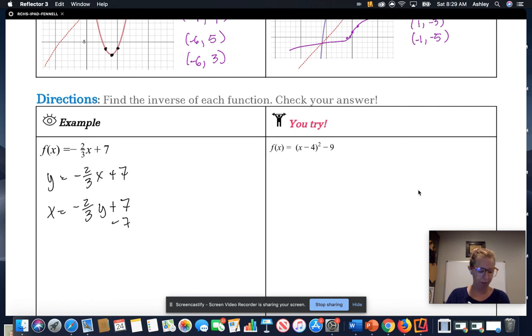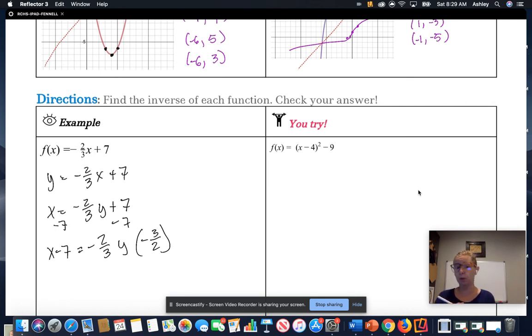We're going to subtract 7 on both sides. x minus 7 equals -2/3 times y. Then we're going to multiply by the inverse. We're going to multiply by -3/2 to cancel that 2/3 out on both sides. A couple different ways you could write that. If you wanted to keep it in slope-intercept form, you could do -3/2 x minus 21/2, or plus rather 21/2. You could simplify that further if you wanted, equals y.